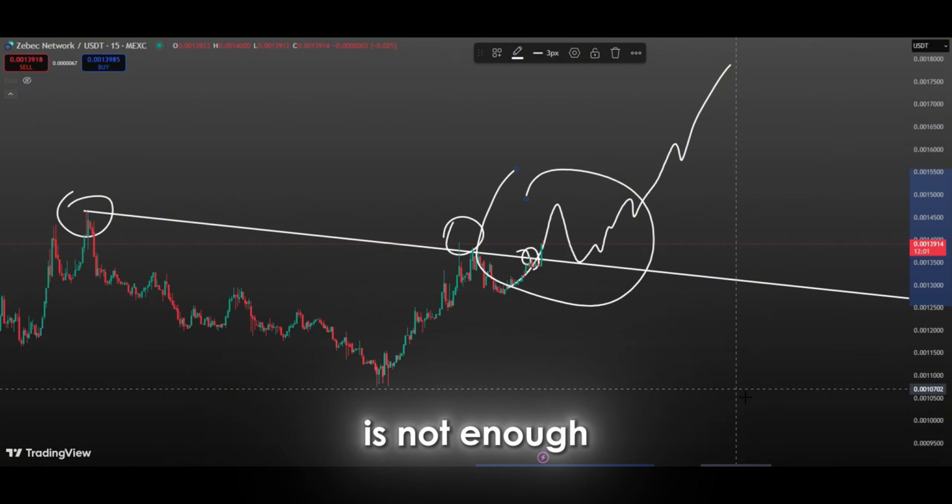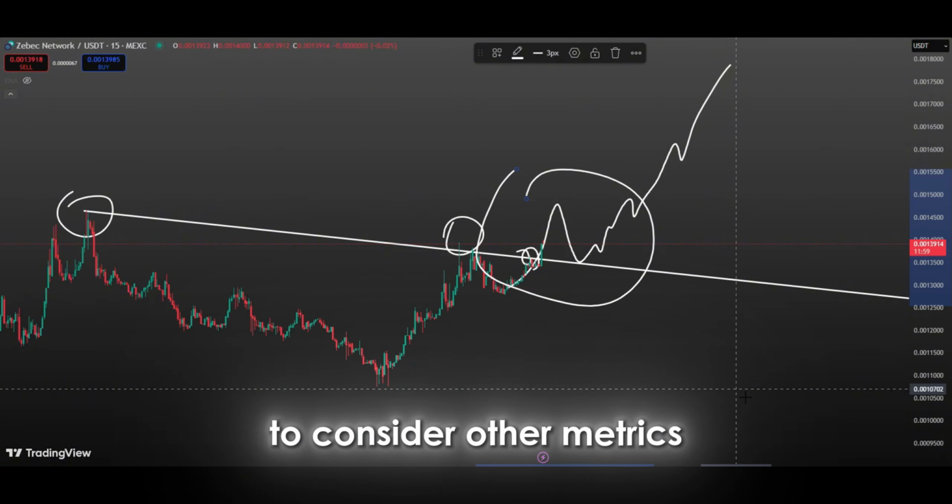But looking at trend lines alone is not enough. We also need to consider other metrics.